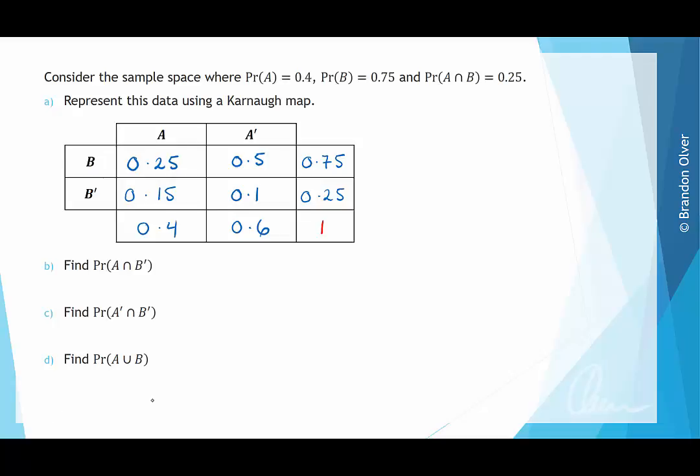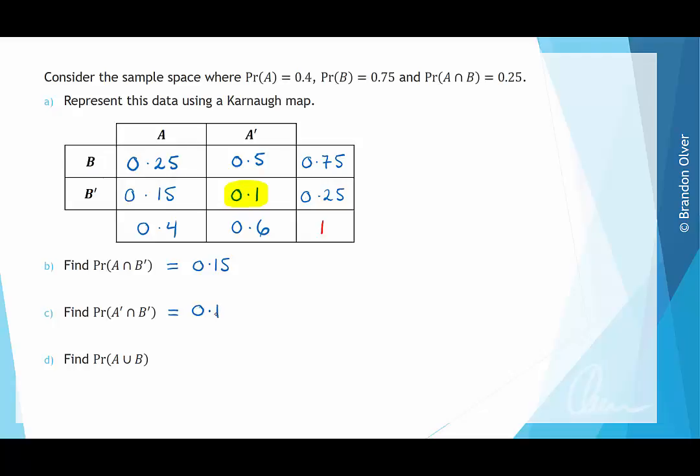For part B, we're asked to find the probability of A intersect the complement of B. In our Karnaugh map, that cell is right here, so we can just read the answer straight off our Karnaugh map. Therefore, the answer is 0.15. Part C asks us to find the probability of A complement intersecting B complement. In our Karnaugh map, that's this cell here. Once again, we can read it straight off the map and know that that probability is equal to 0.1.